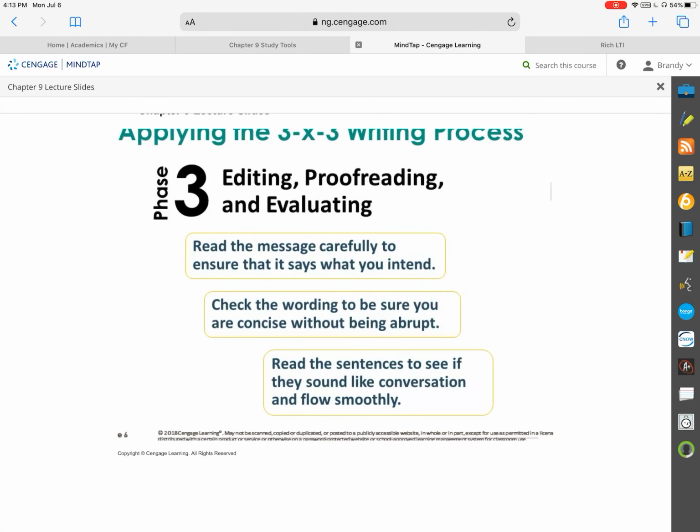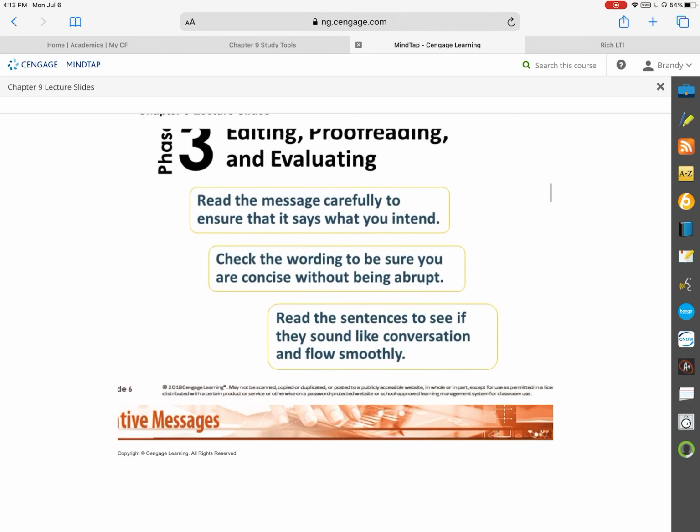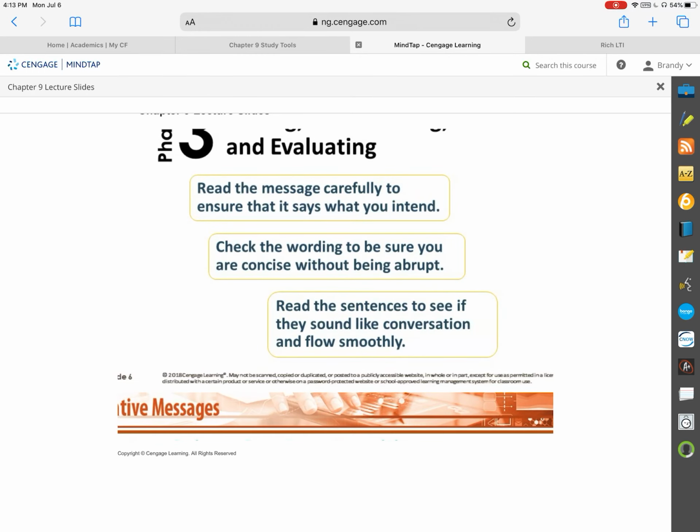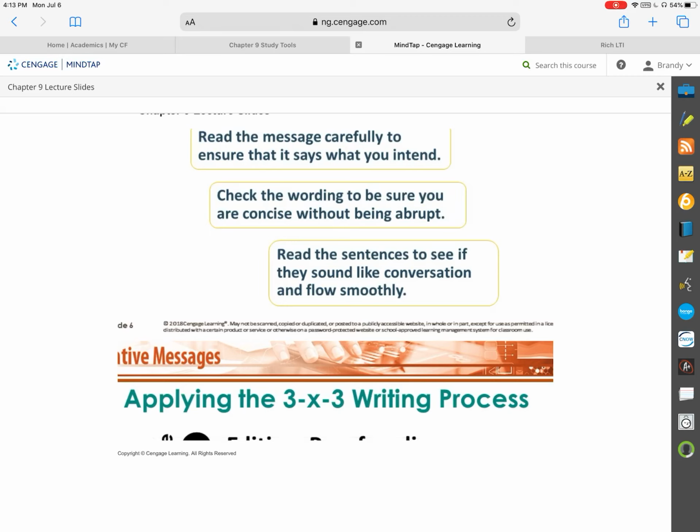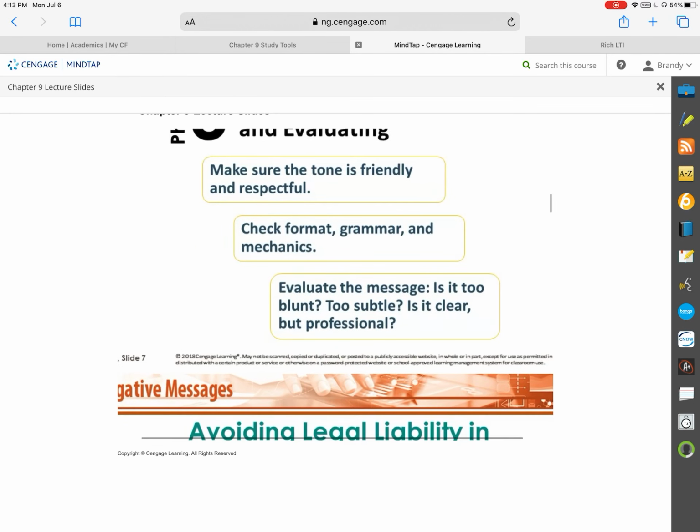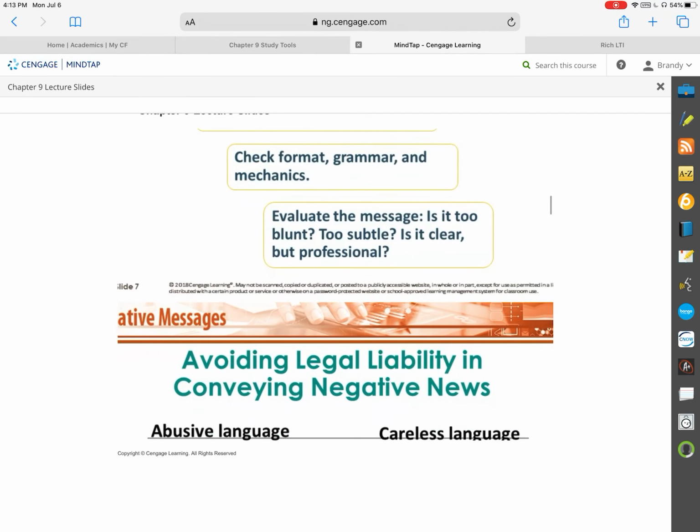And then, of course, we move to that third stage of the writing process, which is proofreading and editing. We want to really read the message carefully to make sure we said what we intended to say. We want to check our wording. We want to make sure we weren't insensitive or too abrupt with the negative news that we gave. We want to make sure that there's good coherency, good readability. We want people to be able to move from sentence to sentence and have it flow very smoothly. We want to make sure our tone is very friendly, very respectful. And then, of course, with any document, we're going to check our grammar and our mechanics.